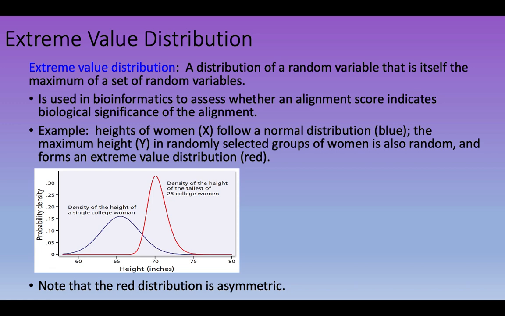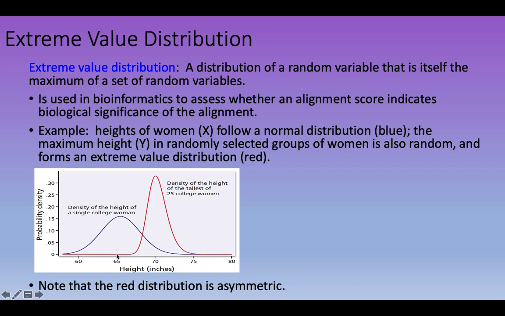So to do that, we're going to use a distribution that's known as the extreme value distribution. I don't know if any of you are all that familiar with it, but it's a different type of distribution. It's a distribution of a random variable that is itself the maximum of a set of random variables. It's one that's been widely used in bioinformatics to assess whether an alignment score indicates biological significance of an alignment. And an example that we'll talk about a lot in this lecture will be if you have the height of women following a normal distribution, which you can see down here in blue, right?